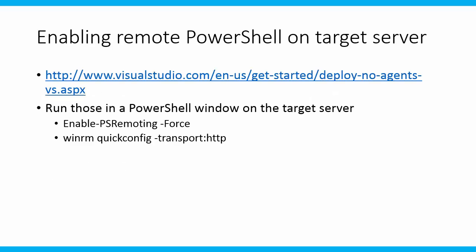So how do you actually enable remote PowerShell on a target server? You can just run this command here on your remote agent. You would run Enable-PSRemoting -Force and then winrm quickconfig -transport:HTTP.